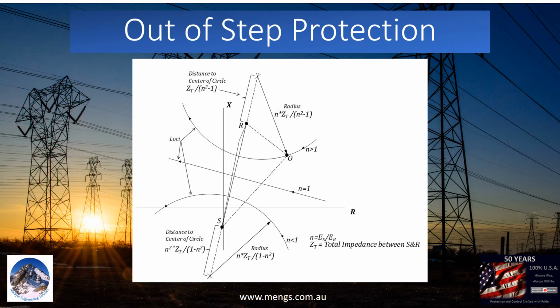The point where the impedance locus intersects the total impedance line between S and R is called the electrical center of the system. At this point, the two machines are 180 degrees out of phase with each other. As the locus keeps moving to the left, the angular separation increases beyond 180 degrees, after that the two systems move into phase again. Once the two generators are back in phase with each other, we can say that the generators have completed one slip cycle.